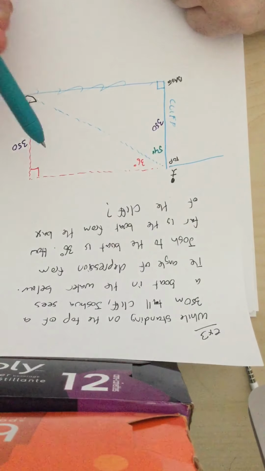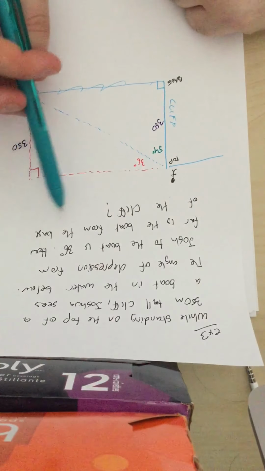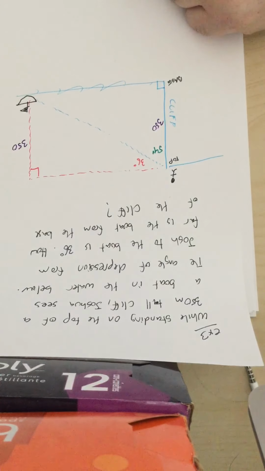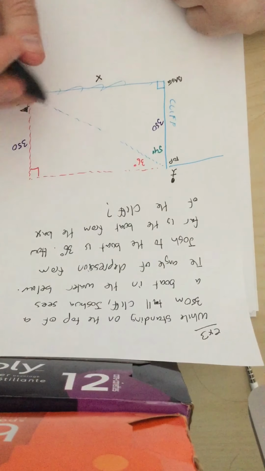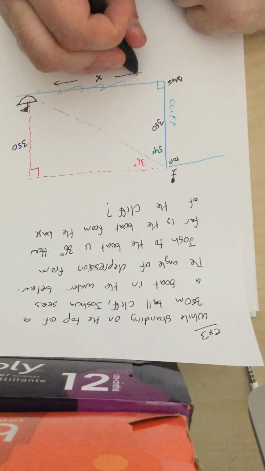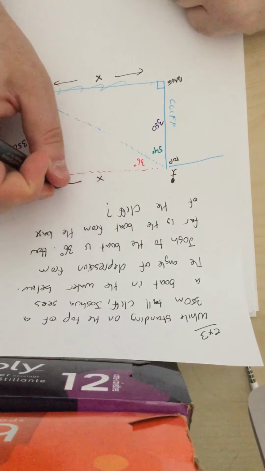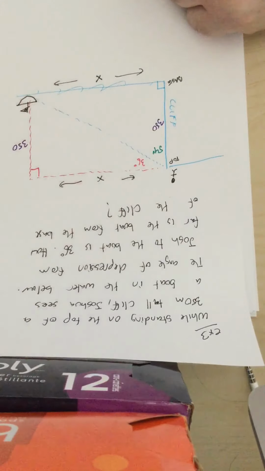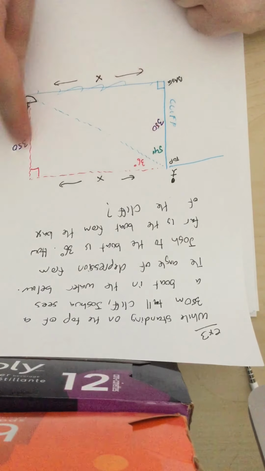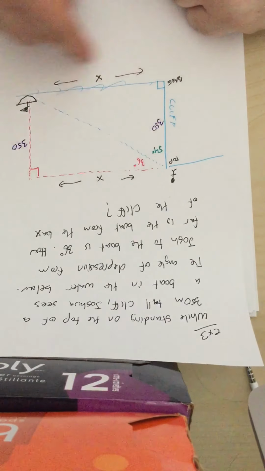Now either way, we're trying to find how far the boat is from the base of the cliff. So we're trying to find this distance over here. We want the distance from the boat to the base of the cliff, which incidentally would be the same as this distance over here. So you have a choice. You could either work, as I said, in this triangle, or you can work in this triangle. So I'll do it with both.